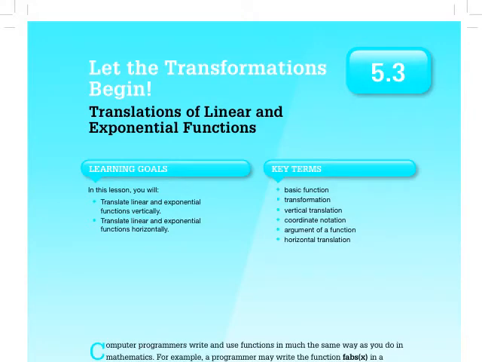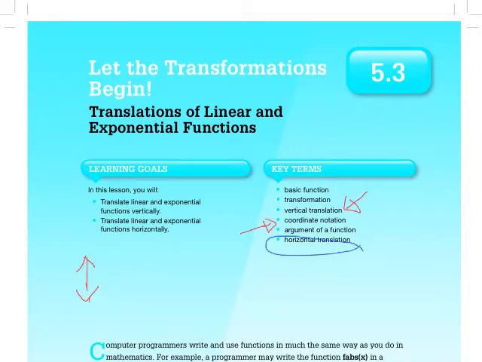We are going to talk about horizontal translations. We've already been working on vertical translations, which go up or down. That's these right here. And then we talked about coordinate notation, which is the x and the y moving up or down if it's vertical. And lastly, we need to talk about horizontal translation.